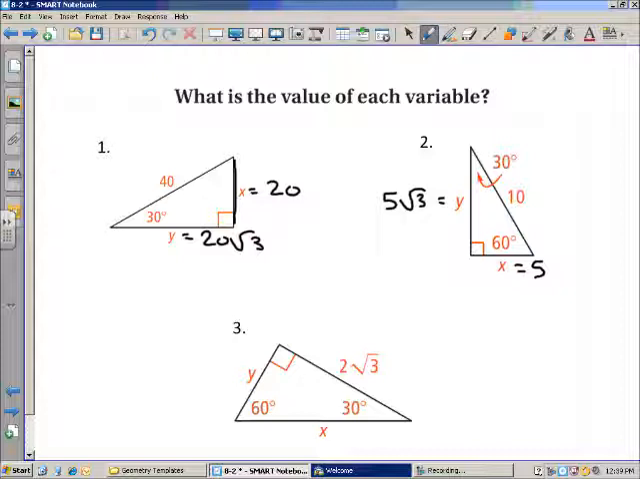Okay, number 3 is a little more interesting. The longer leg is 2 root 3. So y, the shortest length, times the square root of 3 is equal to 2 root 3. So y must be equal to 2. So that 2 times root 3 is 2 root 3. So if the shorter length is 2, the hypotenuse is double that, and x must be equal to 4.